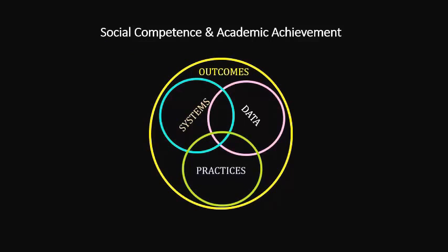So we're all familiar with the circle graphic in PBIS. We have our outcomes, which are social competence and academic achievement. And we use data to support all decisions, to support the practices which support student behavior. So those practices touch students directly. And then the systems that support the adult behavior in delivering those practices.